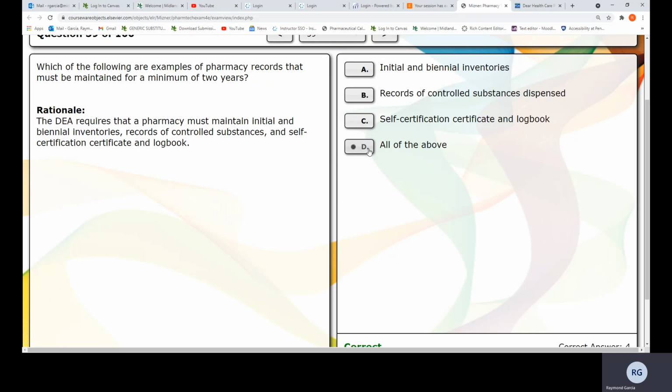D is actually correct. DEA requires that pharmacies must maintain initial and biannual inventories. You do have to do that. Records of controlled substances and self-certification certificate and logbook. For the most part. Good job.